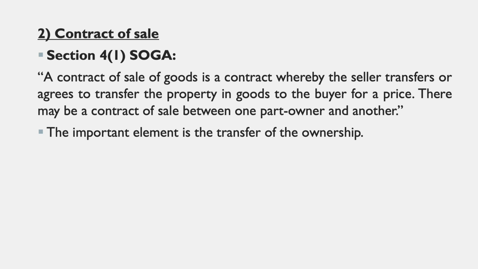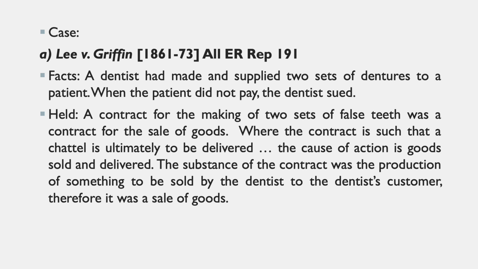There may be a contract of sale between one part owner and another. The important element in a contract of sale is the transfer of movable goods from a seller to a buyer. So if the intention is to transfer the ownership of the goods, it is considered as a contract of sale. A contract of sale is different from a wage contract because of the difference in intention. You can refer to the case of Lee versus Griffin, where in this case, the contract involves sale of dentures. This is considered as a sale of goods because the intention was to transfer the ownership from the dentist to the customer.